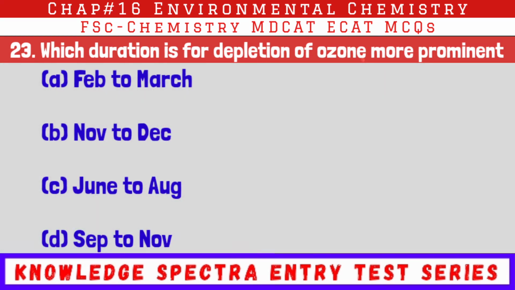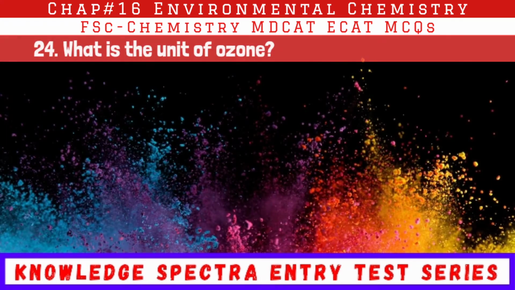23. Which duration is for depletion of ozone more prominent? A. February to March. B. November to December. C. June to August. D. September to November. Correct answer is D. September to November.